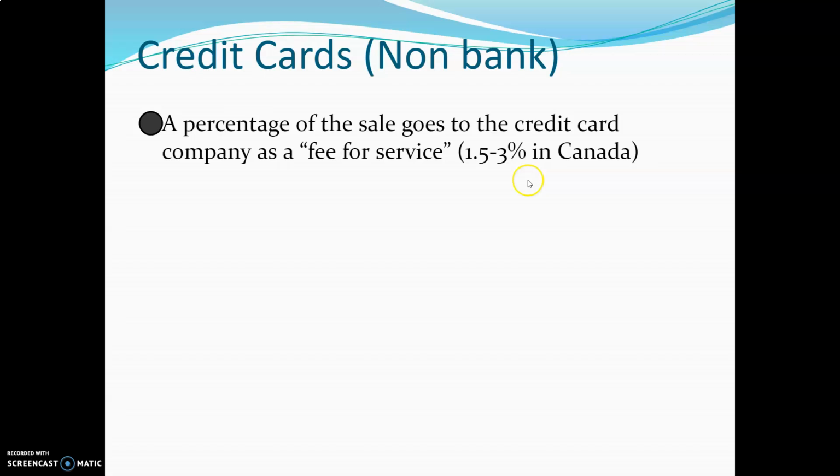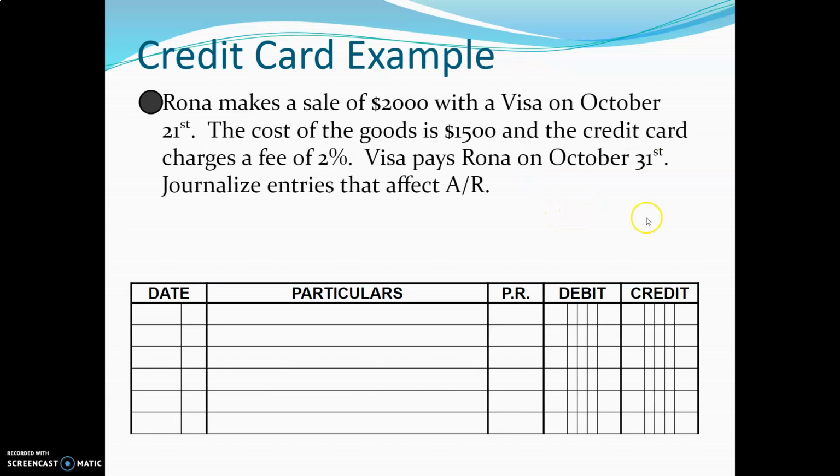So let's go into an example that we start to see here. Here's our first credit card example. Rona makes a sale of $2,000 with Visa on October 21st. The cost of goods is $1,500, and the credit card charges a fee of 2%. Visa pays Rona on October 31st. Journalize the entries that affect the accounts receivable.